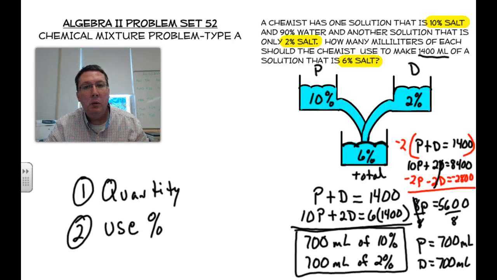Now, it won't always work out that it's the exact same amount for both, but occasionally it does. Not a big deal. Okay? So once you get the two equations set up, one with just the quantity equation and then the second one with the percentages, then it's just a matter of solving a system of equations, substitution or elimination. Okay? Let's try another problem.